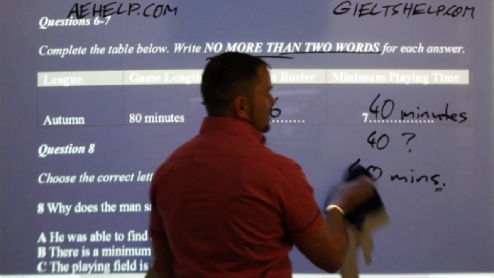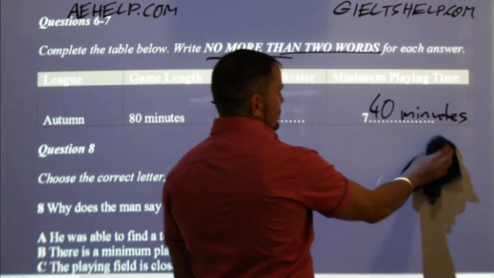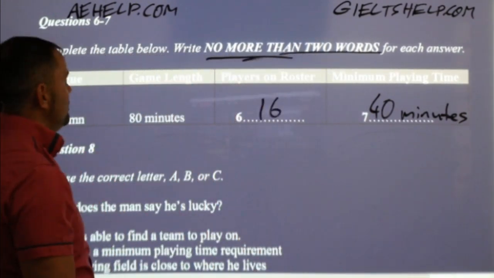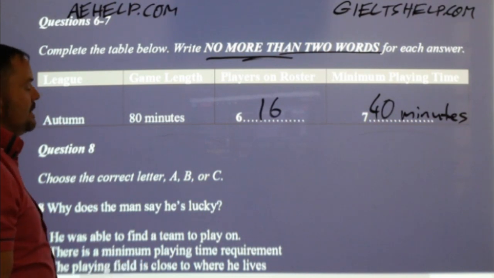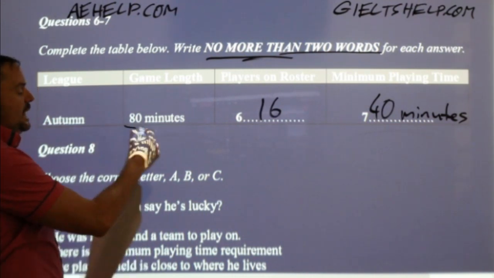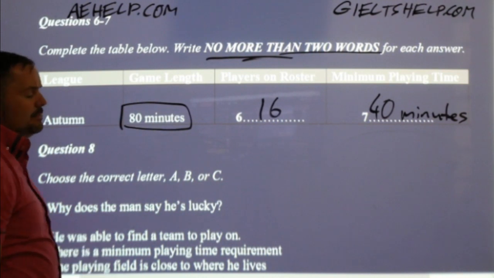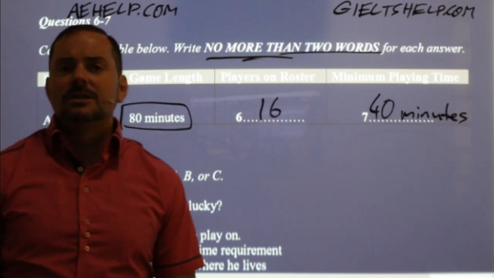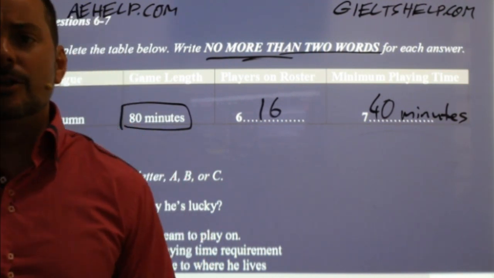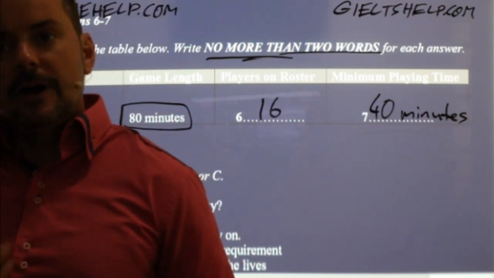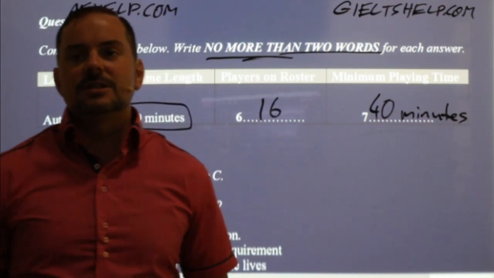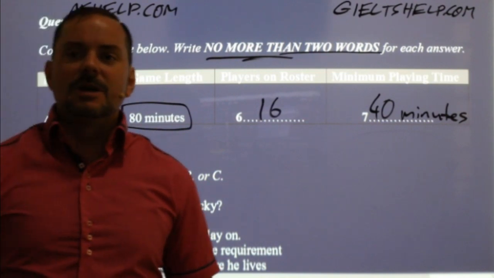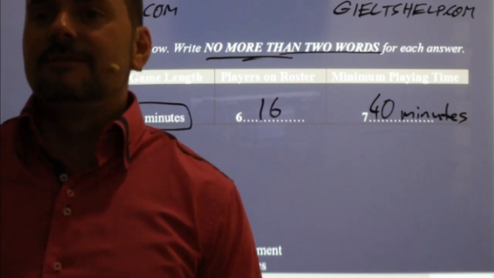Bonus question, another bonus question time, students, bonus question time. Usually football matches are 90 minutes. Why are these matches 80 minutes? Why are they 10 minutes shorter than the usual? This is the kind of fun bonus questions you can ask each other. See who catches this information or visualizes this information.